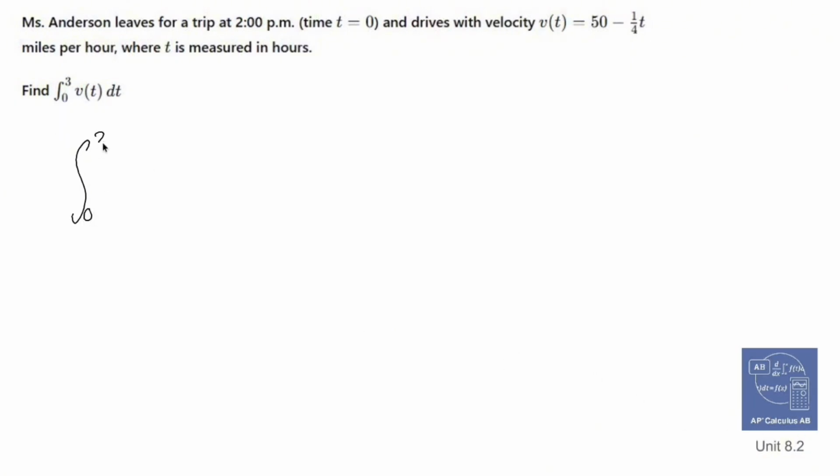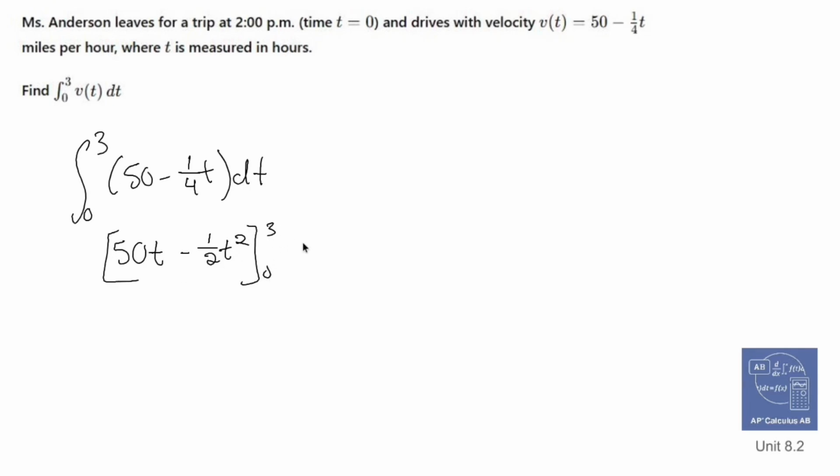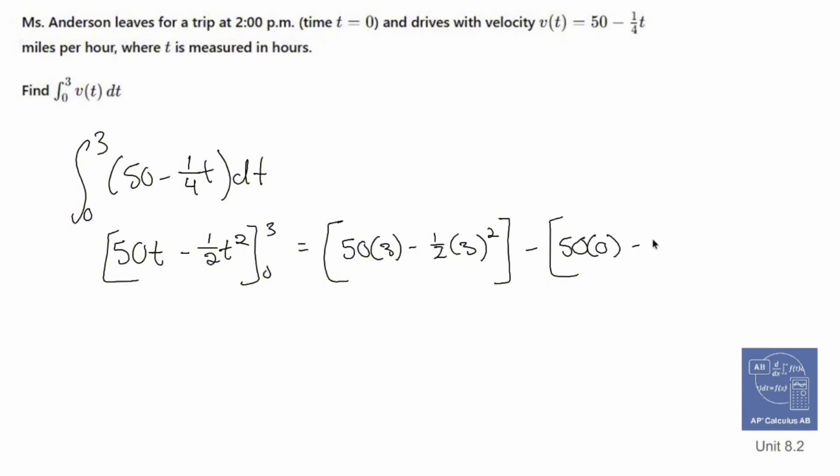The integral from 0 to 3 of 50 minus 1/4 t dt. So let's integrate that. 50 becomes 50t. The other term becomes minus 1/2 t squared, and my limits of integration are still going to be 0 and 3. Okay, so let's plug that in. 50 times 3 minus 1/2 times 3 squared, minus 50 times 0 minus 1/2 times 0 squared. That will go away. How nice.